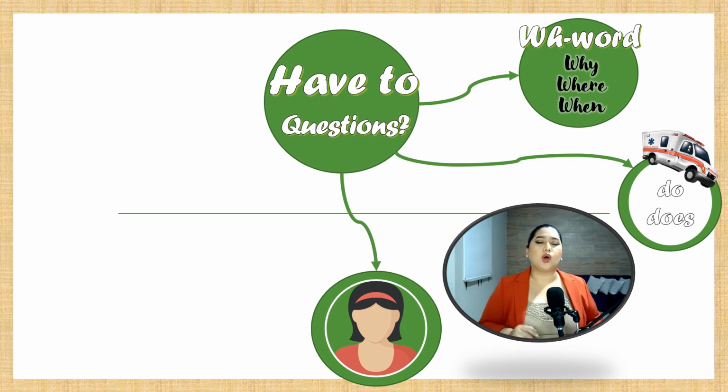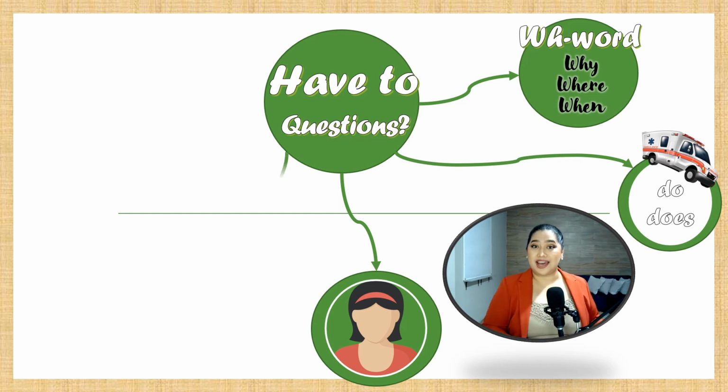For example, what do you? Where does she? Why does Julia? Okay, always the correct auxiliary, do or does. You know, we use I, you, we, they with do, and he, she, it, or singular nouns with does.